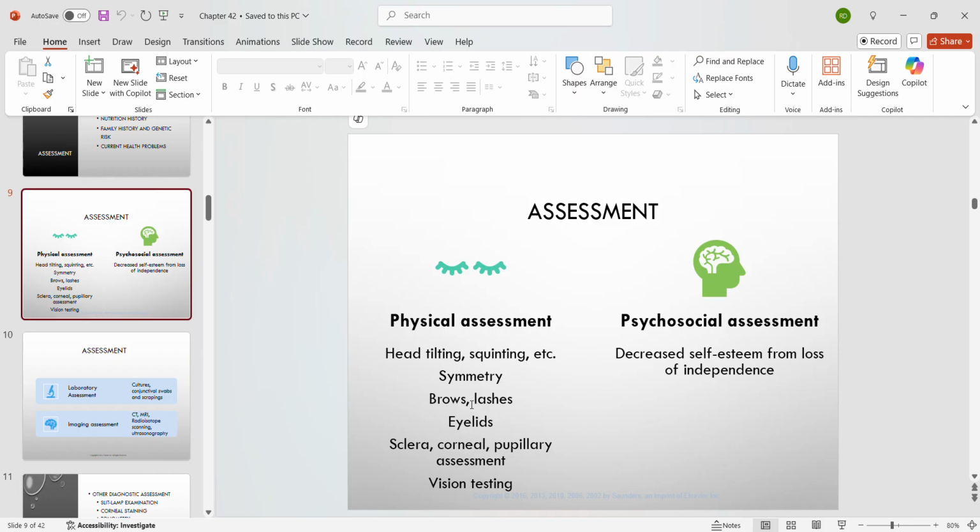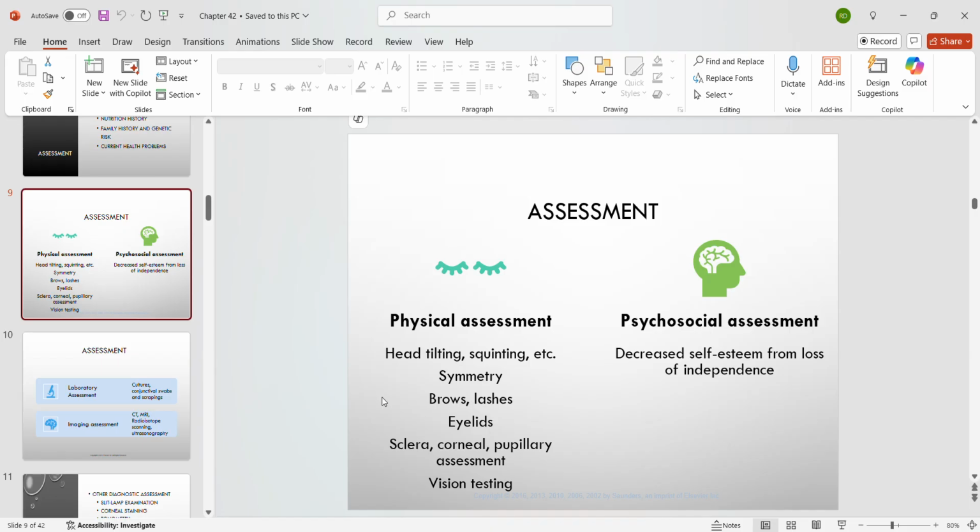Head tilting, squinting can indicate blurred vision. We need to assess for equal distance of the eyes from the nose. Do the eyeballs appear to be bulging from the sockets as in exophthalmos, or do they appear to be receding as in enophthalmos? Either of these two could indicate a possible thyroid issue.